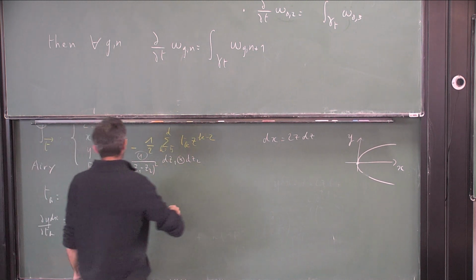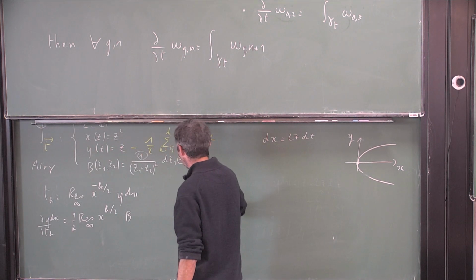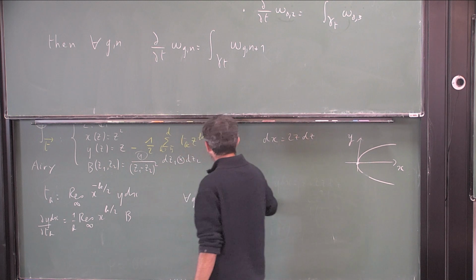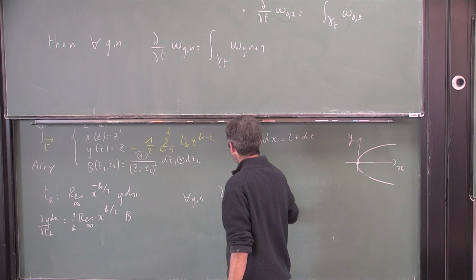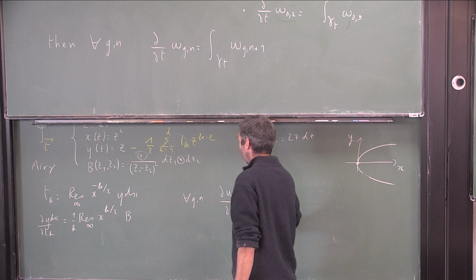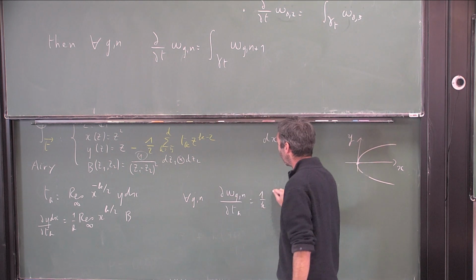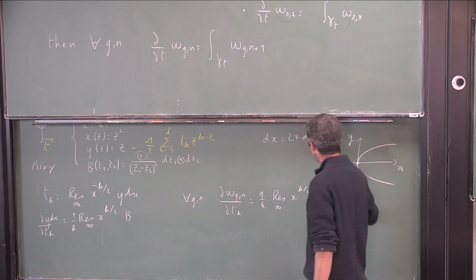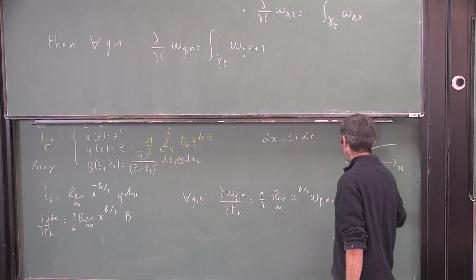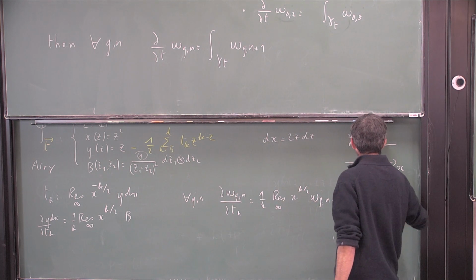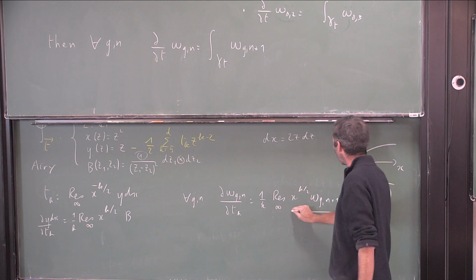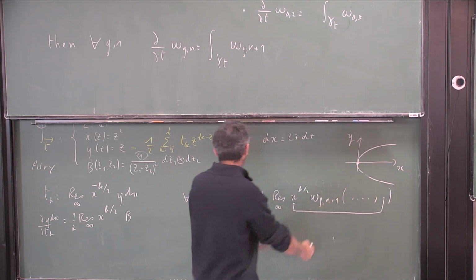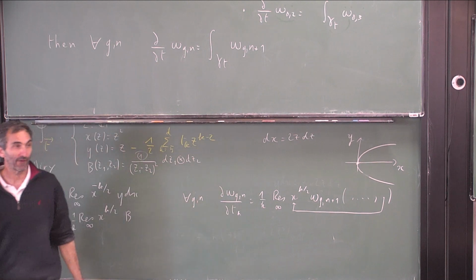Okay. So this means that for every g,n, the derivative of omega g,n with respect to t_k equals 1 over k residue at infinity of x to the k over 2 omega g,n+1. So here I mean that you contract one of the variables with this one, and the other variables are the ones that you had in the left-hand side.